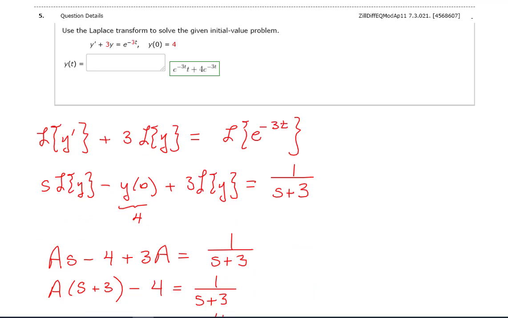All right, in question 5, we want to use our Laplace transform on this first order differential equation with an initial condition. So apply the Laplace transform all the way across. Laplace transform of y prime, we've got that. y at 0 is 4. Laplace transform of e to the minus 3t is 1 over s plus 3.